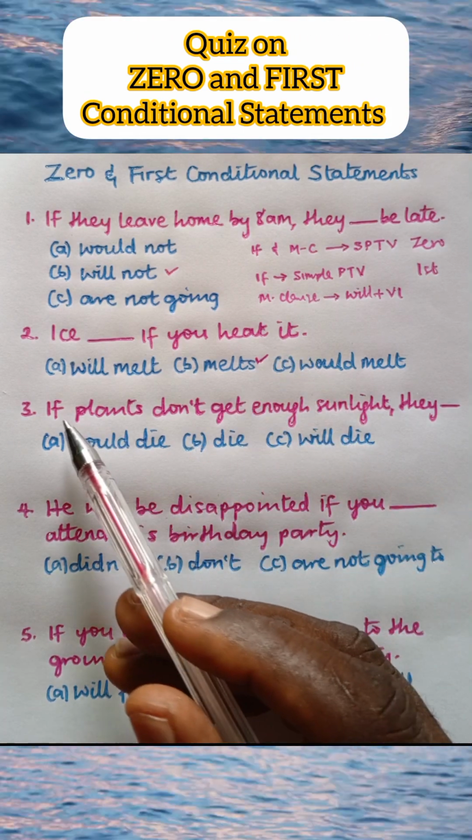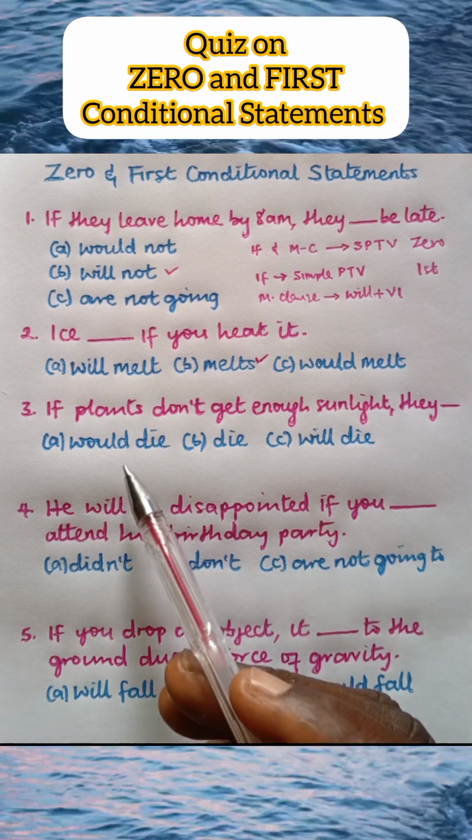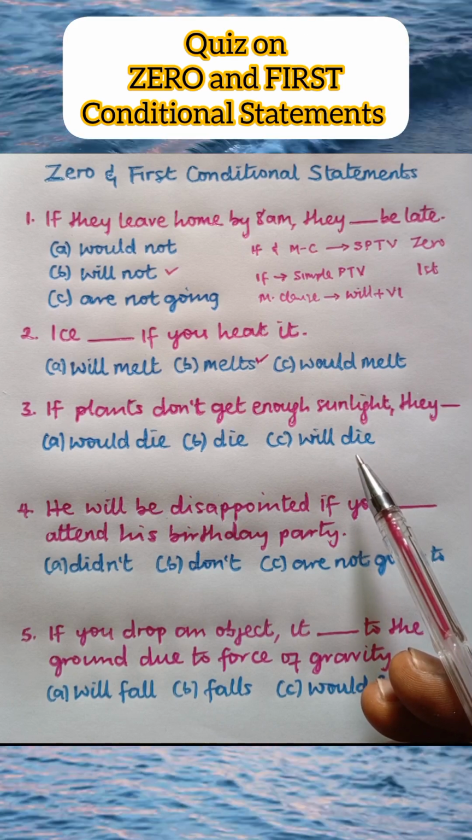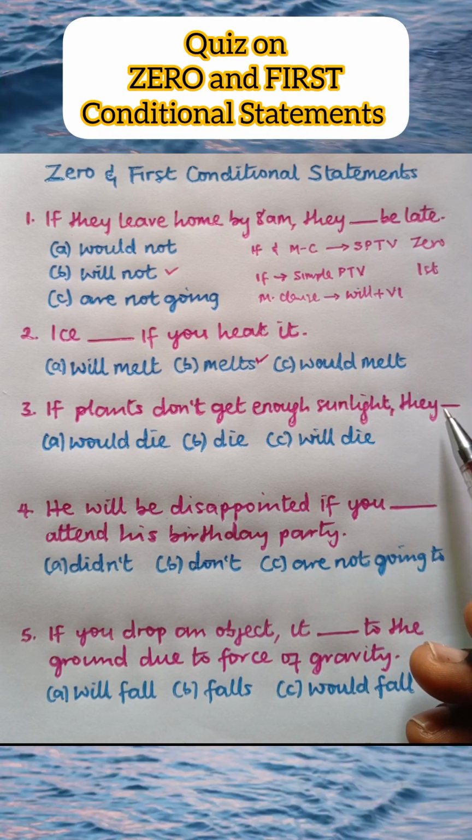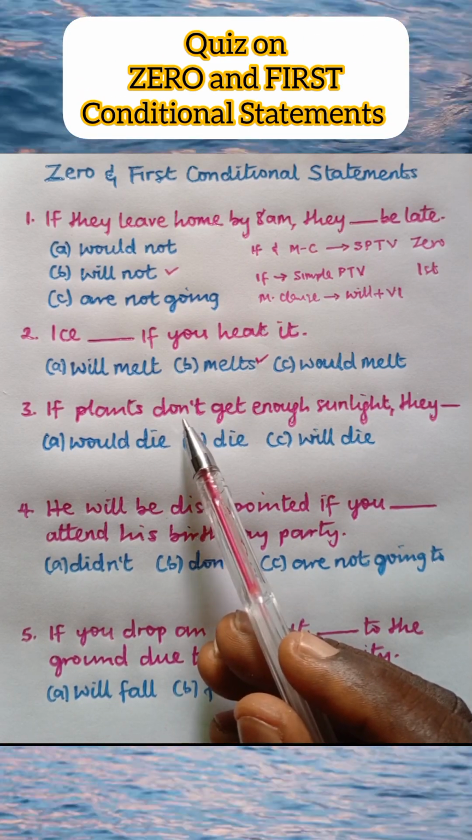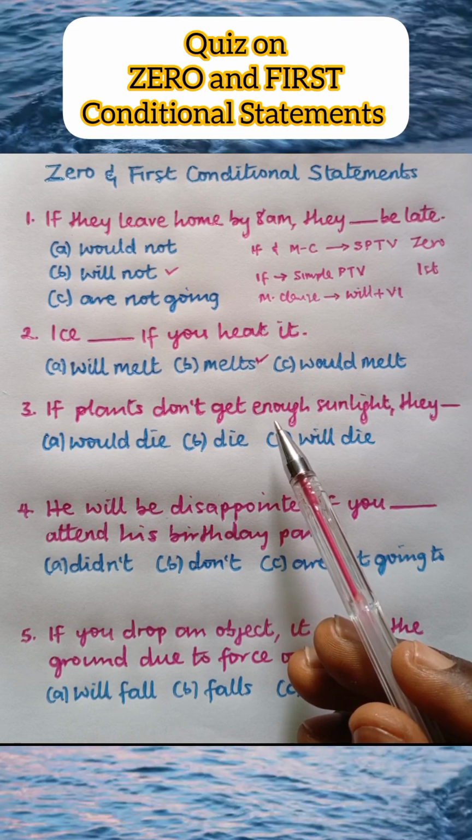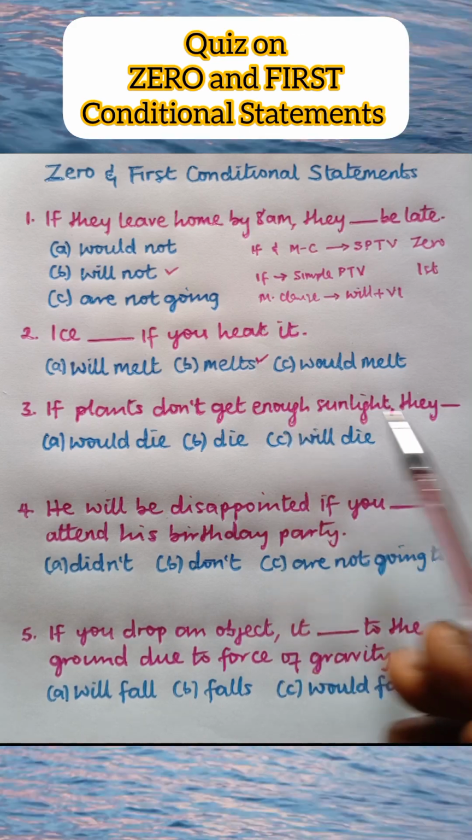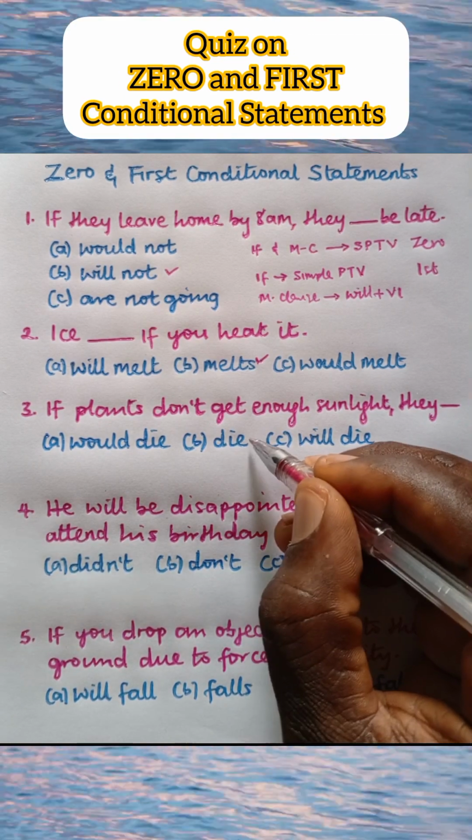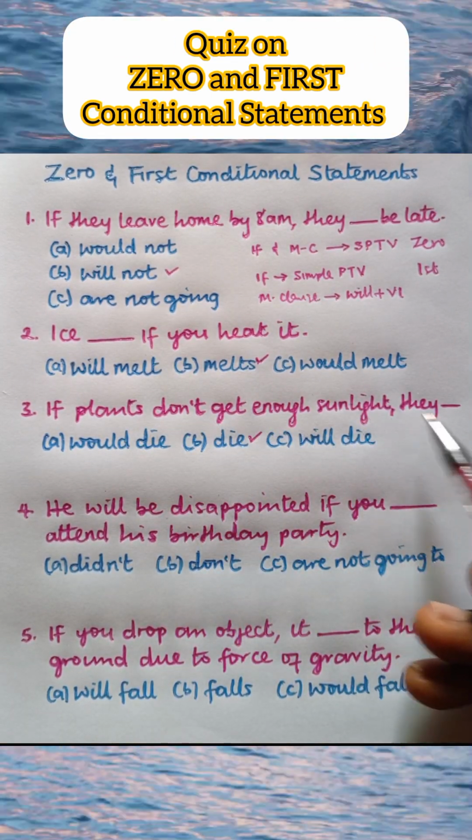Next, let's look at question 3. If plants don't get enough sunlight, they blank. A, they would die. B, they die. C, they will die. Now, it is the main clause that contains the blank, and the verb in the if clause is simple present, which is don't. But this statement is a universal truth. It is a statement of fact. If plants do not get enough sunlight, they cannot survive. So the verb required here should be simple present, and this corresponds to option B, and the sentence reads, if plants don't get enough sunlight, they die.